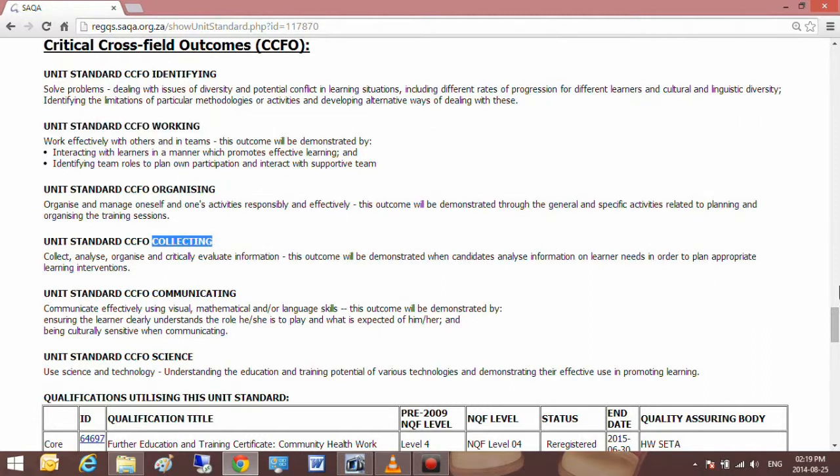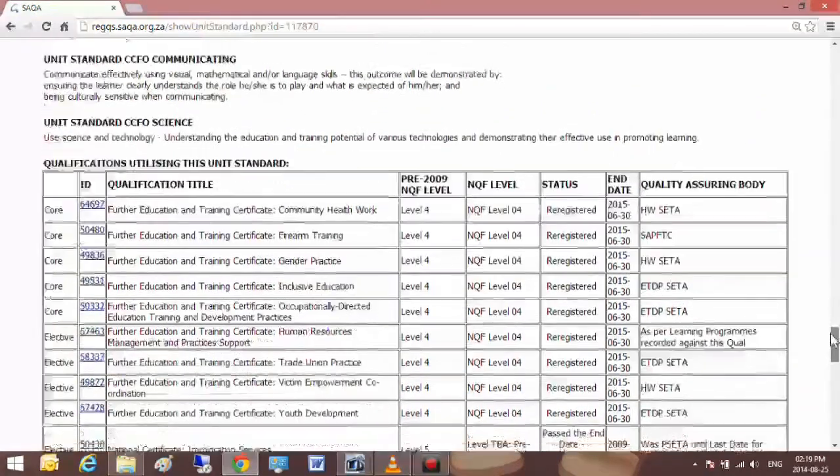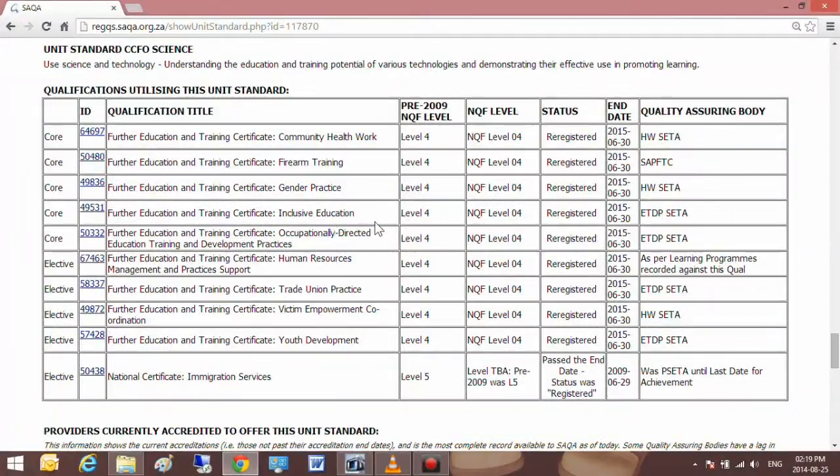Point 13. Who is responsible for this unit standard? Before we start, we must understand that more than one CETA or institution can make use of this unit standard, for example, firefighting procedures, first aid, customer service, or safety training. The responsible bodies for this unit standard will appear at the bottom of the unit standard. Looking at this unit standard, it is clear that it is also used by qualification 64697 that falls under the HW CETA. This means that the HW CETA can approve any programs for this unit standard.